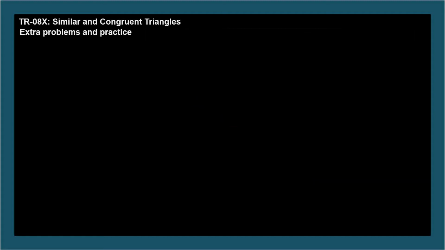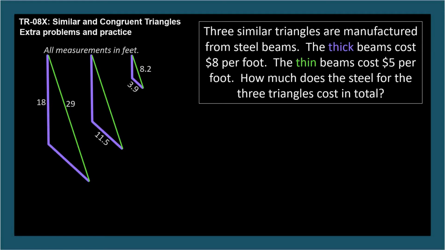Here's one a little more involved. 3 similar triangles are manufactured from steel beams. The thick beams cost $8 per foot. The thin beams cost $5 per foot. How much does the steel for the 3 triangles cost in total? The thin and thick beams seem to be color-coded for us.